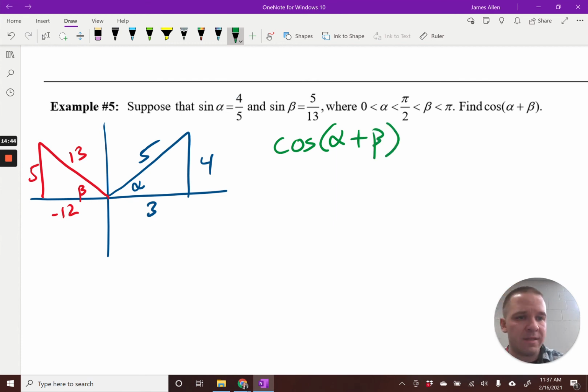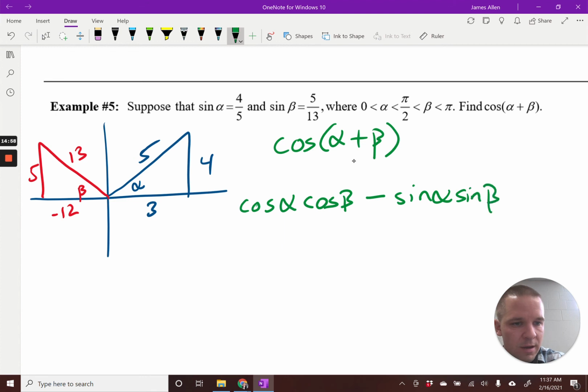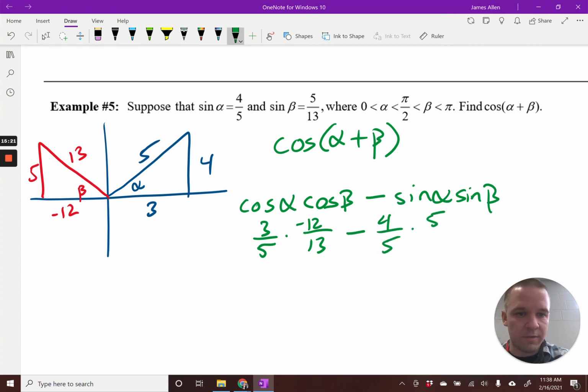Okay, so let's expand this, and I'm going to write that down here. Expanding that would be cosine of alpha, cosine of beta, minus sine of alpha, sine of beta. Okay, that's my expanded version of this. And now all I'm going to do is take the various values for cosine of alpha, which would be adjacent over hypotenuse, cosine of beta, which would be adjacent over hypotenuse, and subtract sine of alpha, opposite over hypotenuse. Well, I guess I already have that too, and then 5 over 13.